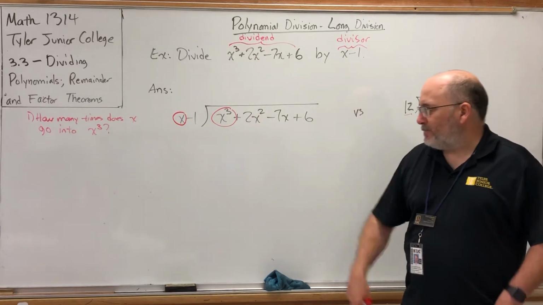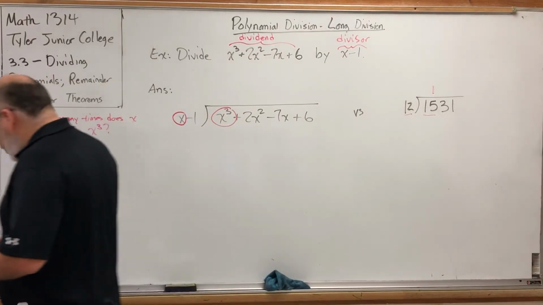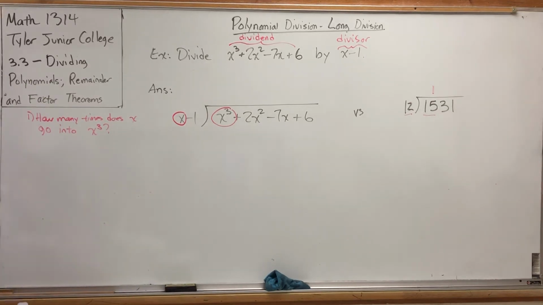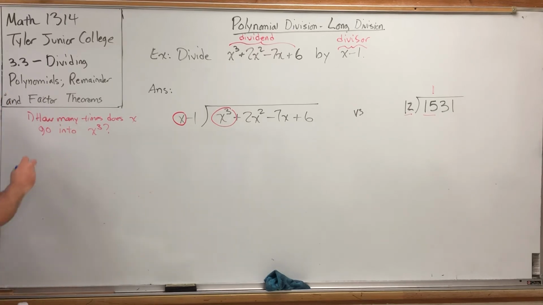Now the answer to this might be a little unclear. You might think the answer is 3. That would be incorrect. Why? Because 3 times x is not x to the third power. Some people don't have a problem answering this, but if you have trouble answering it, here's a really easy way to do it.